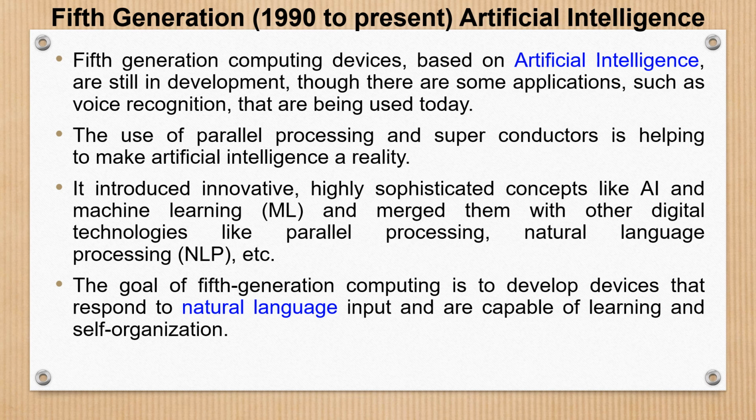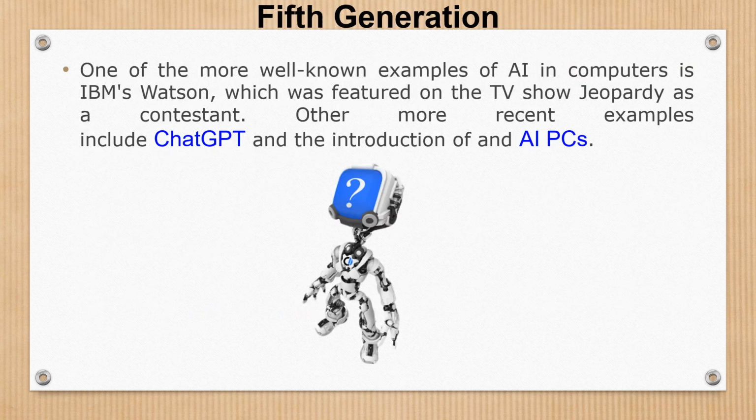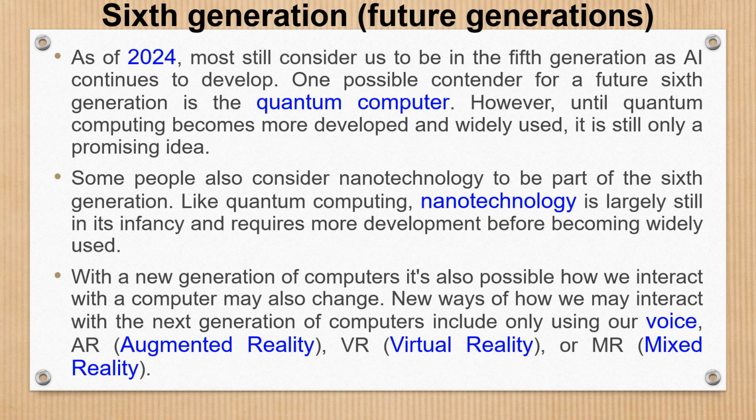So the goal of fifth generation computing is to develop devices that respond to natural language input and are capable of learning and self organization of the system. The fifth generation has well-known examples of AI in computers, like IBM Watson, which was featured on a TV show. And the concept of ChatGPT was also introduced, and AI systems were also developed in the fifth generation. Next we come to the sixth generation, that is the future generation of the computer.